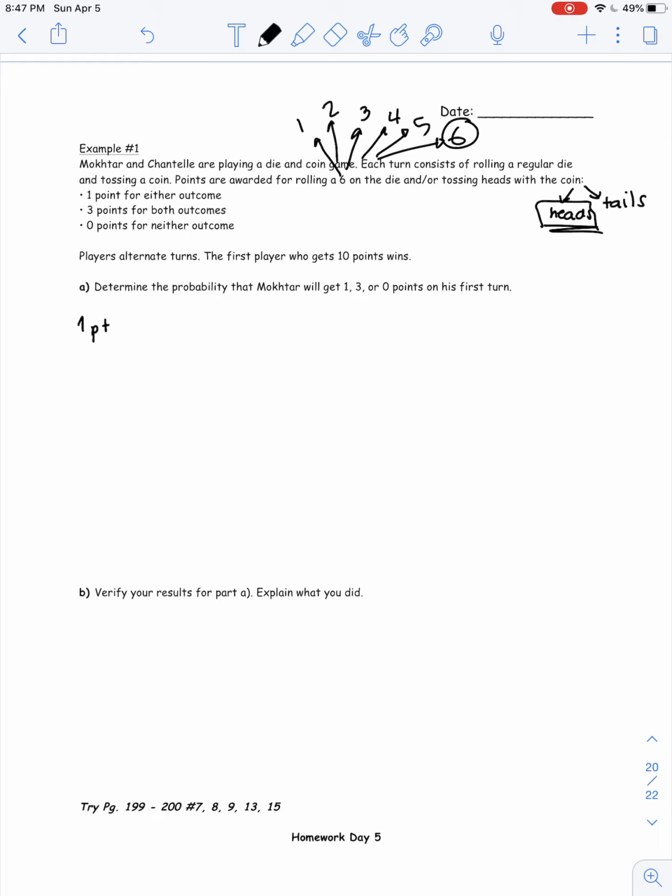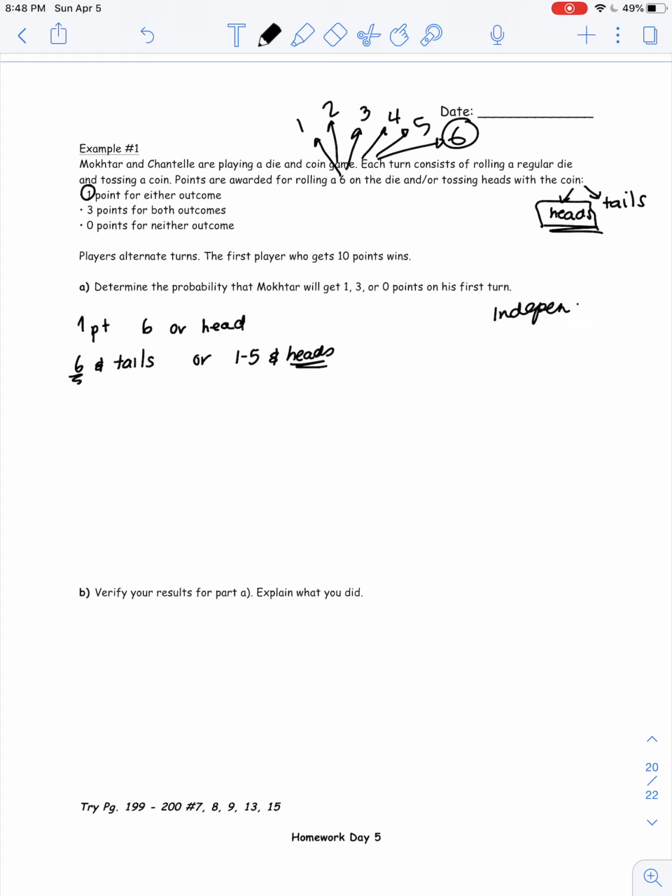So let's start with 1 point. 1 point occurs when you get either outcome, meaning you get a 6 or you get a heads. So if you get a 6, that means that you would get a tail, because that's only one of the outcomes happening. This is where you get 1 point. The other case would be if we rolled a 1 to 5 and a heads, because heads is the outcome that we actually want. So we're going to figure out the probability of this happening.